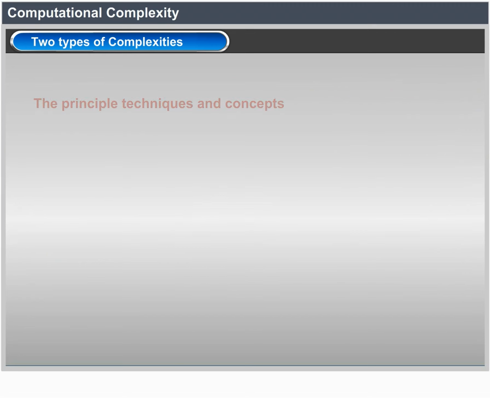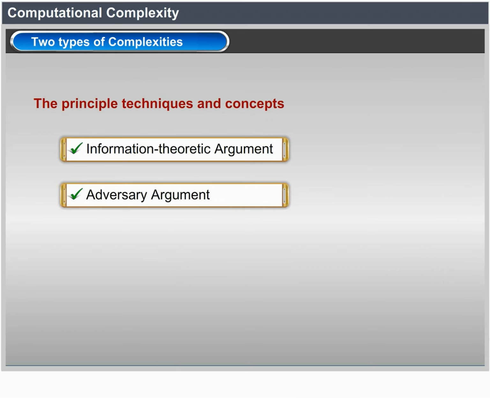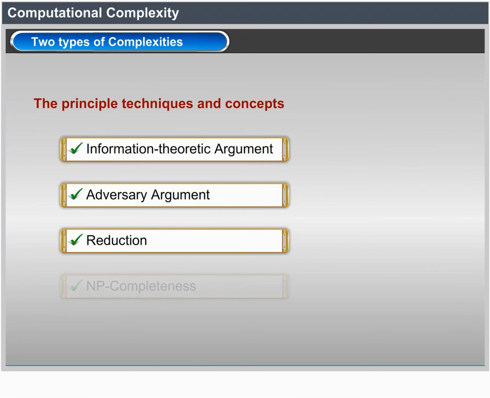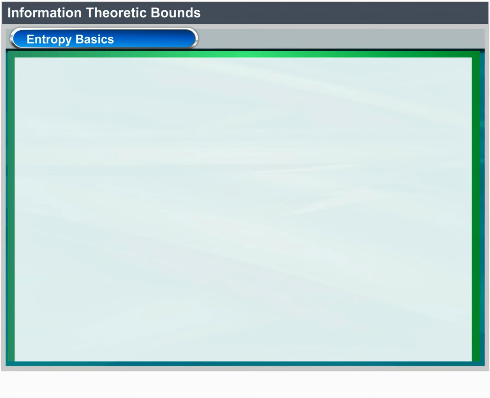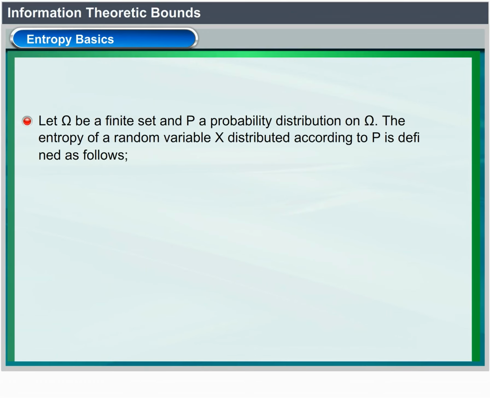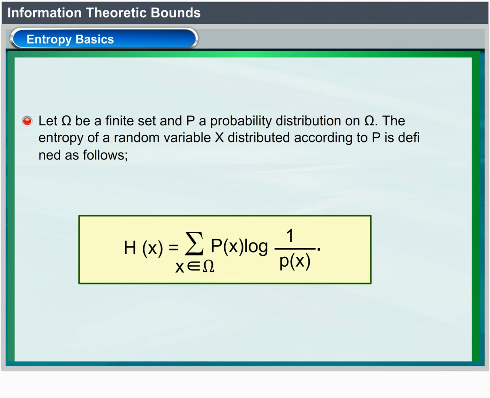The principal techniques and concepts: information theoretic argument, adversary argument, reduction, and NP completeness. Information theoretic bounds. Entropy basics. Let omega be a finite set and P a probability distribution on omega. The entropy of a random variable x distributed according to P is defined as follows.